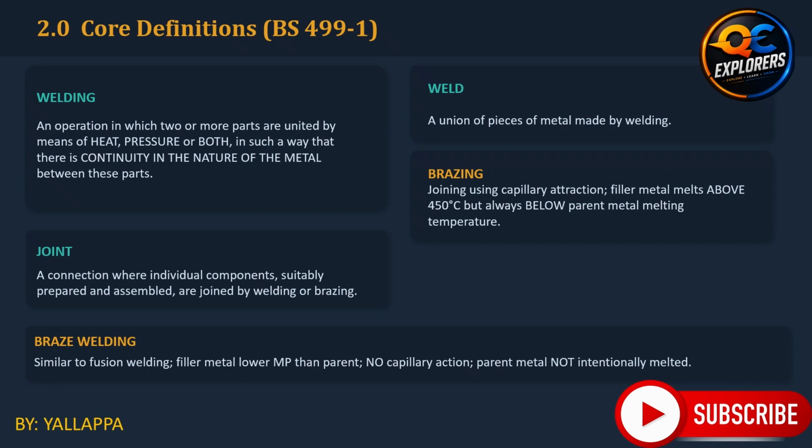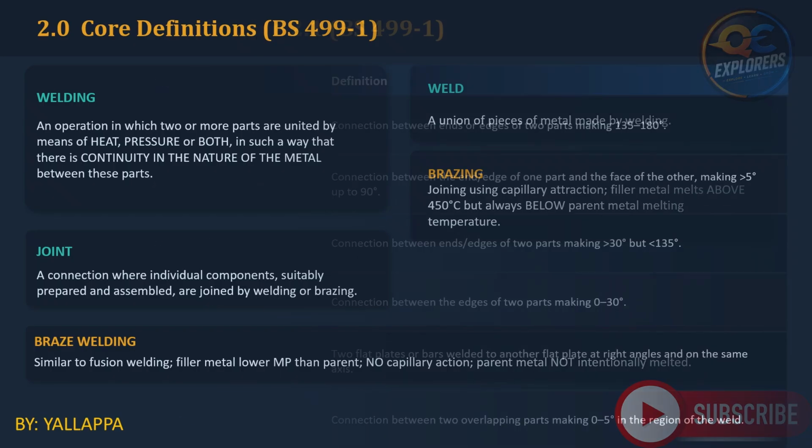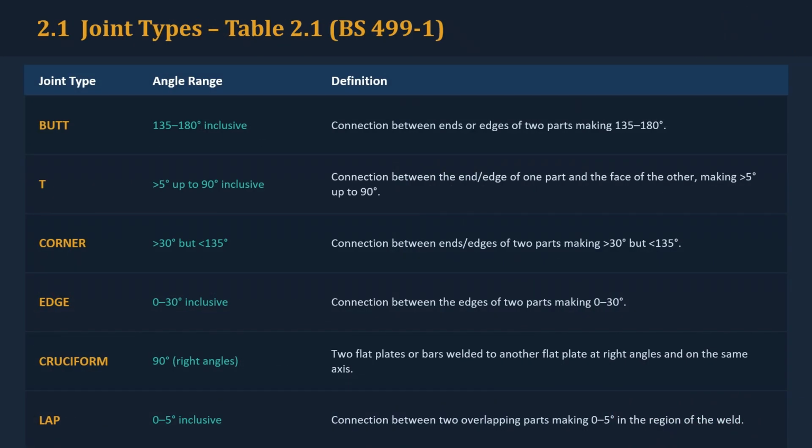With those fundamentals established, we can now look at how welded joints themselves are classified. This slide introduces the structure of the next part of the section. There are 6 fundamental joint configurations that you need to recognize: butt, T, corner, edge, cruciform and lap. Notice that the classification is based primarily on the relationship between the components being joined. This is different from classifying the weld itself.